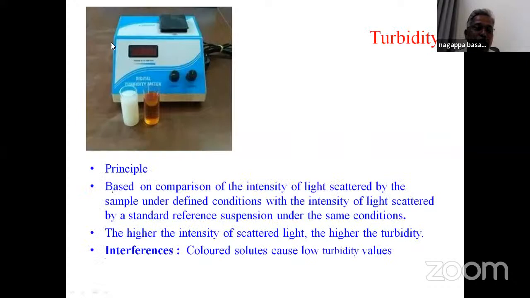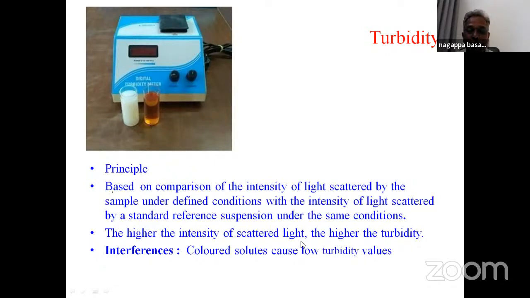Turbidity is a simple equipment, based on the Tyndall effect or scattering phenomena. It costs just 12,000 or 13,000 rupees, and it is going to give a lot of information about the turbidity of the sample. It is based on the comparison of the intensity of light scattered by the sample under defined conditions with the intensity of light scattered by a standard reference suspension.